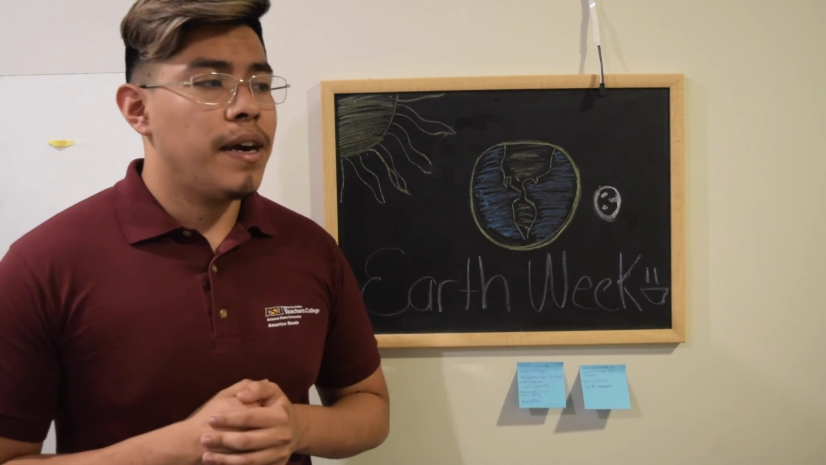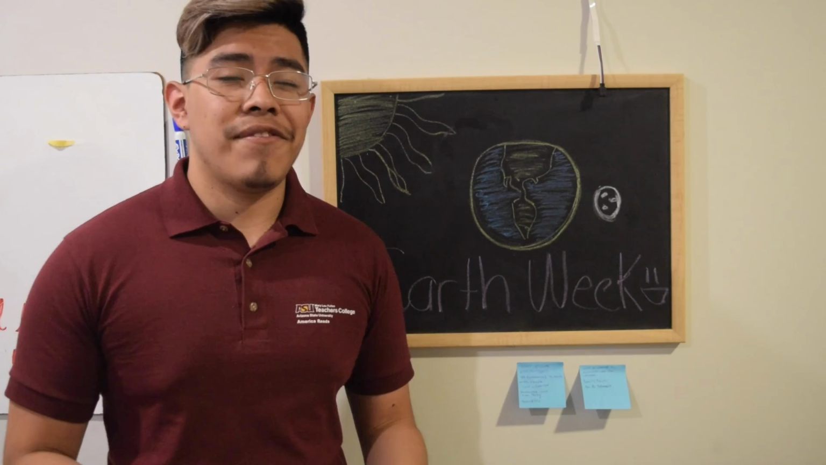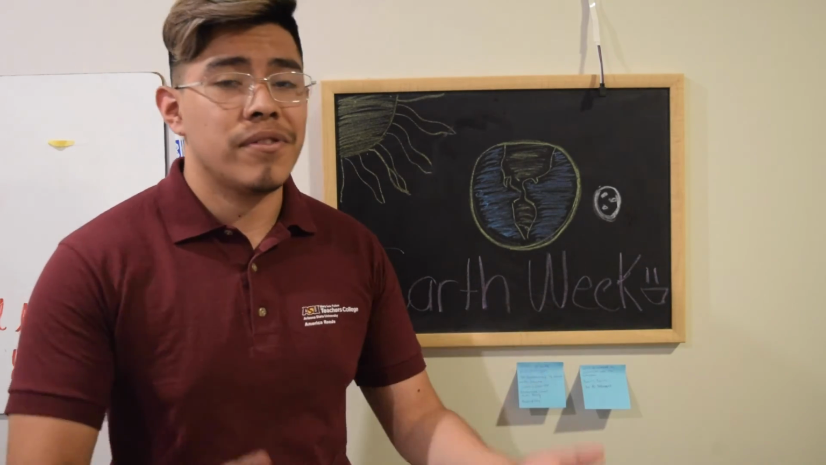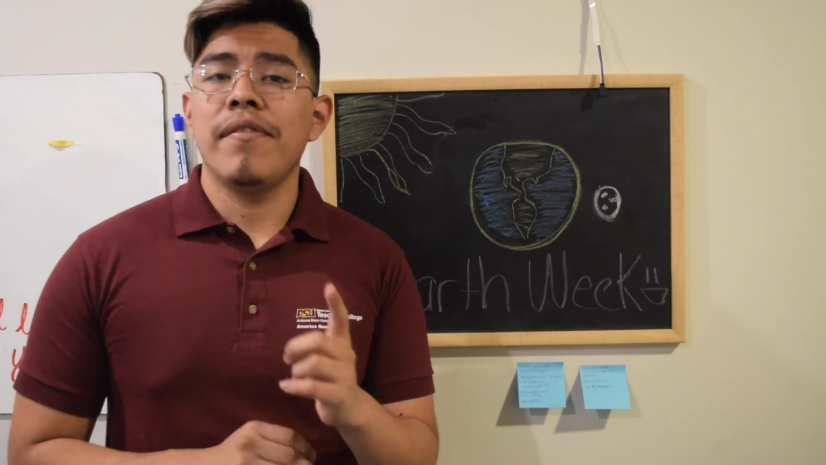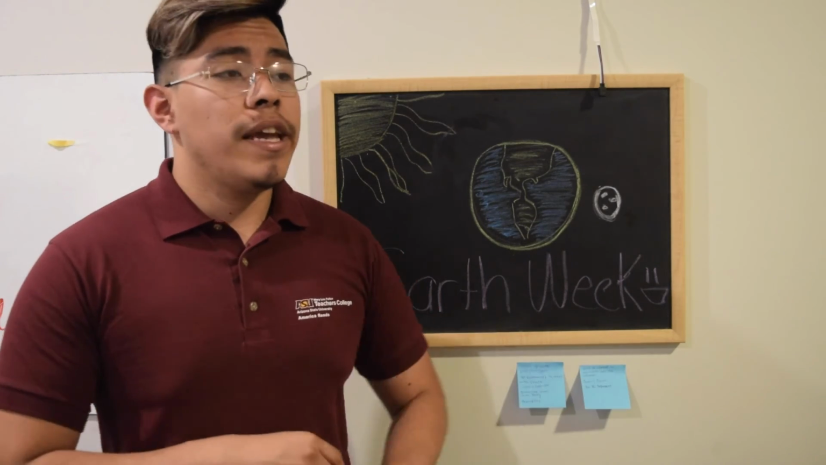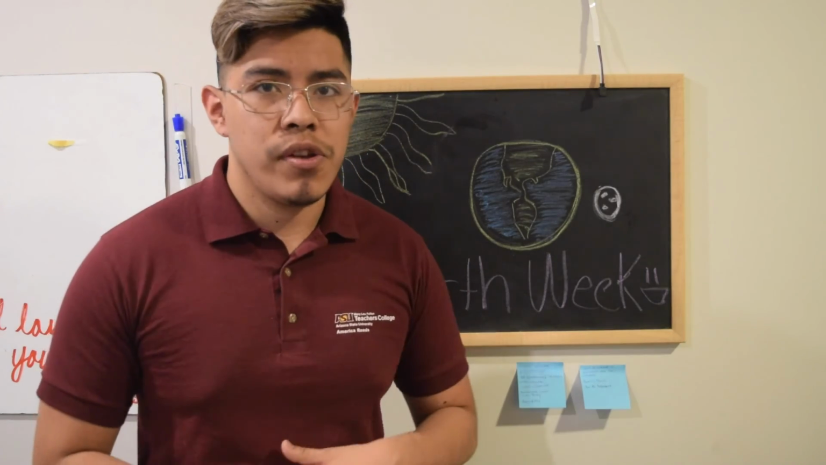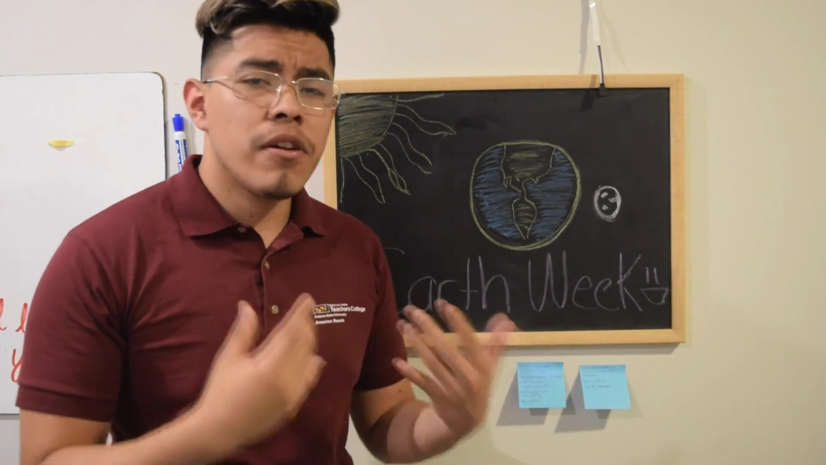Now, dirt is basically just soil. And another synonym for dirt is earth. So you could use dirt, soil, earth. Those are all synonyms in order to define that. Now, farm. Farm is a piece of land to grow either plants or animals. It could be anything with animals. I know a lot of farmers raise animals, or you could also be considered a farmer if you grow plants.